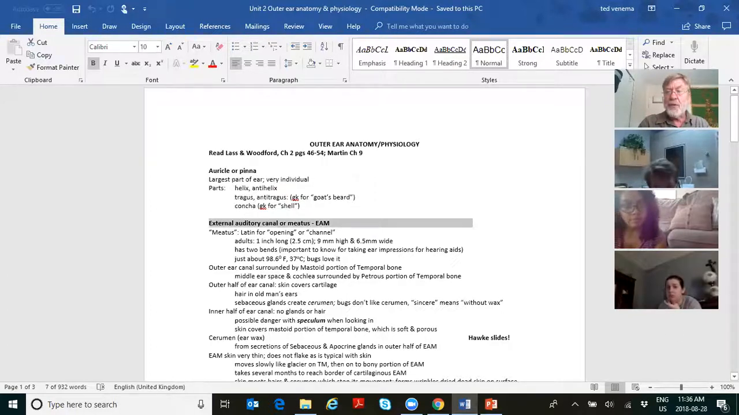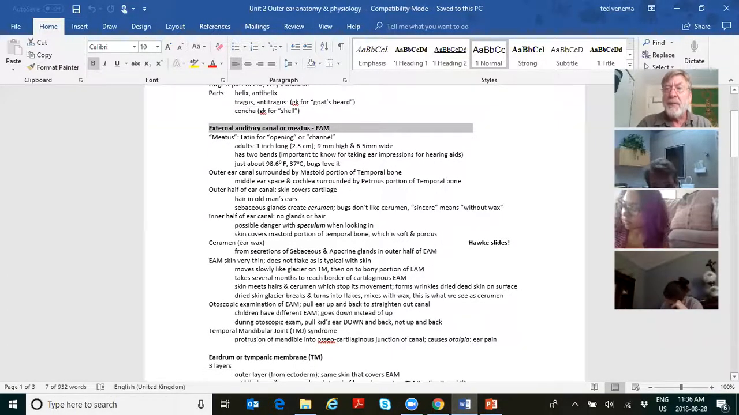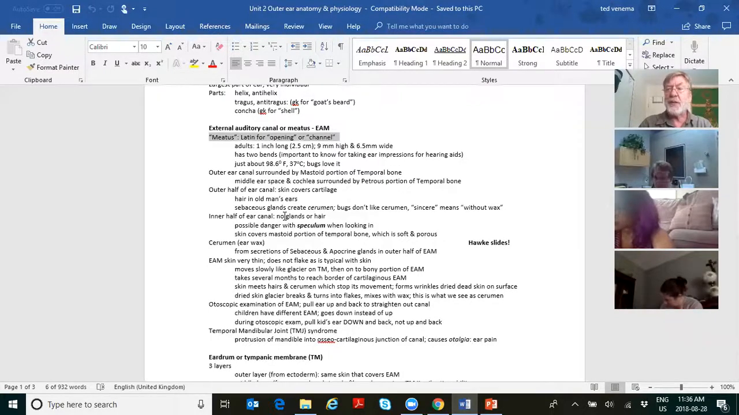Now your external auditory meatus, that's your ear canal, E-A-M. Ear canal. Meatus is simply the Latin word for opening or channel. In adults, it's about 1 inch long, 2.5 centimeters. You don't need to know the 9 millimeters high and 6.5 millimeters wide, but do look at what millimeters are.